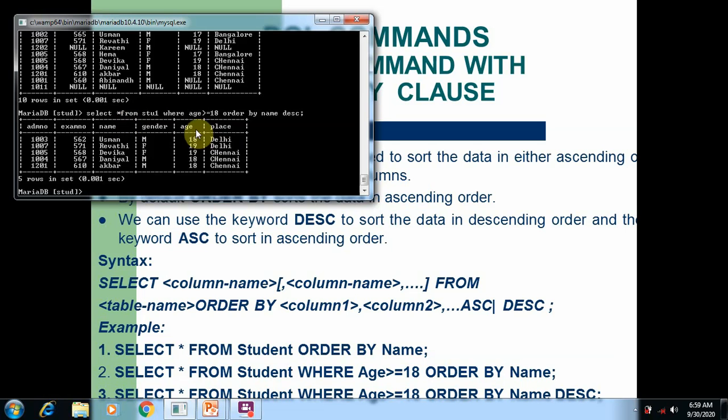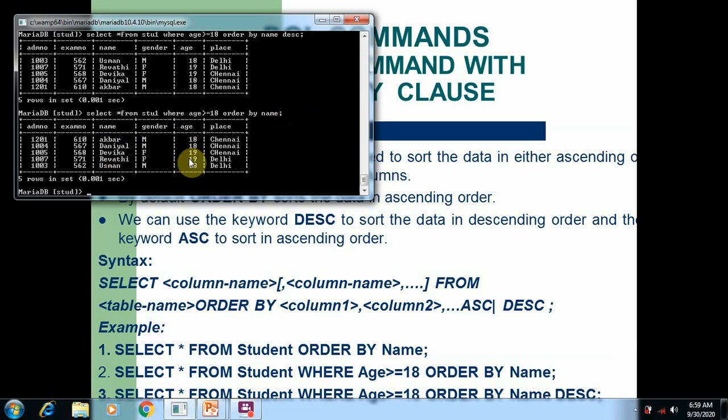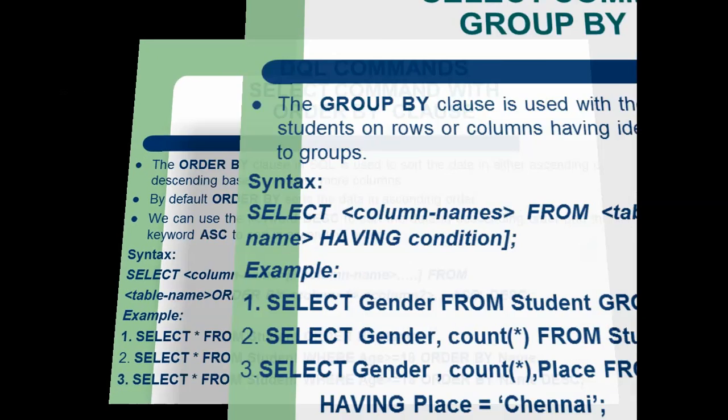Here you can see only the 18 and above aged students are displayed here, and based upon their name field they are sorted in descending order. So in the same way, if you want to display the same records in ascending order, then remove the DESC keyword from the command. Now you can see only age 18 and above students are displayed here, and their records are sorted by the name field in ascending order. So this is the second class called order class.